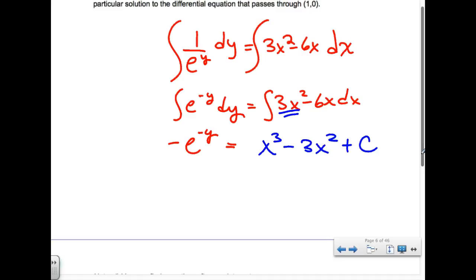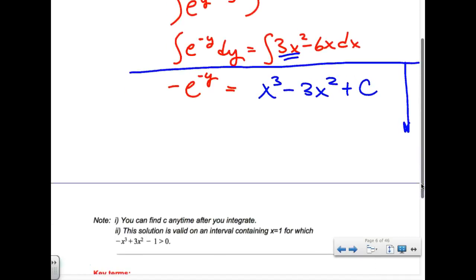Next, I want to know what Carl is, and I kind of left off on the bottom of the previous page with something that's actually really important. It says note, you can find Carl anytime after you integrate. Once I am done integrating, any time from here on down, I can stop and find Carl. He's not the same in every single part, but at the end he works out. It seems weird, but he does. I'll show you on the next problem. I wouldn't choose to find him on this problem right now.